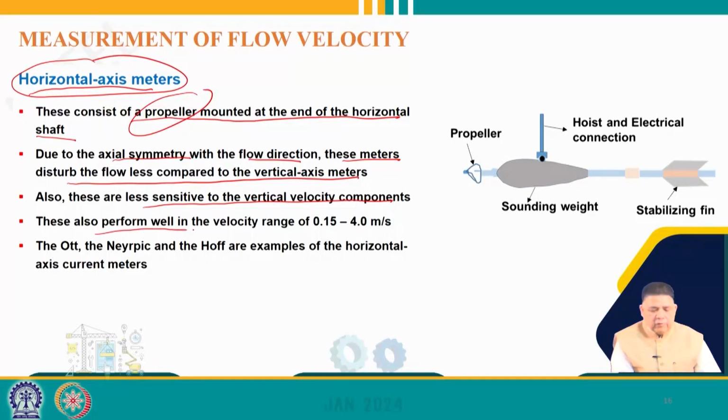And these also perform well in the velocity range of 0.15 to 4 meter per second. That means, as far as velocity range is concerned, both vertical and horizontal axis current meters are similar in nature. And the typical examples of horizontal axis current meters are the Ott type, the Neyrpic type, or the Hoff type of current meters, and they originate from different countries. Like Ott comes from Germany basically.